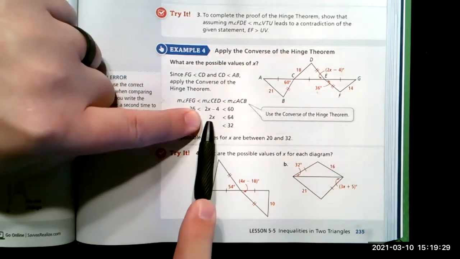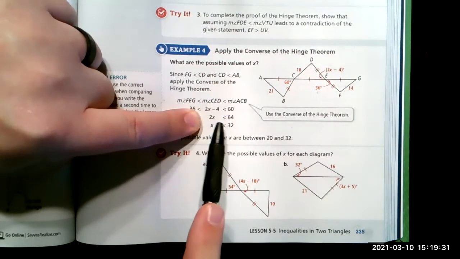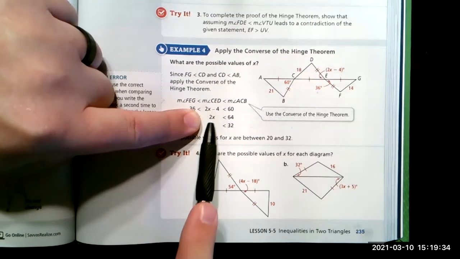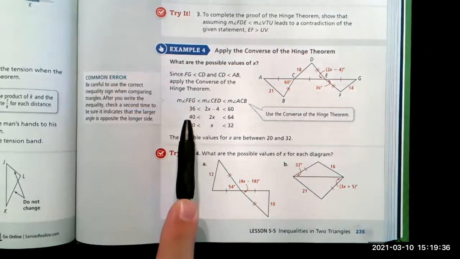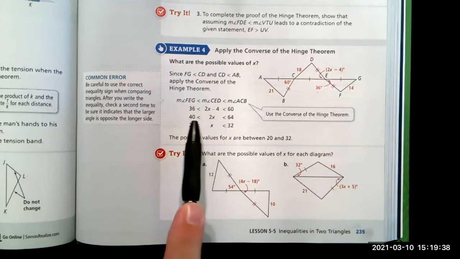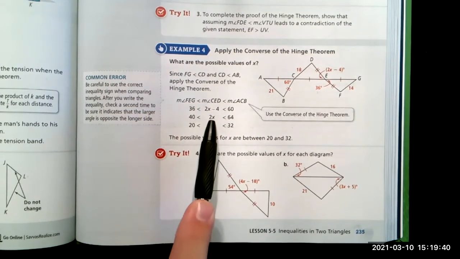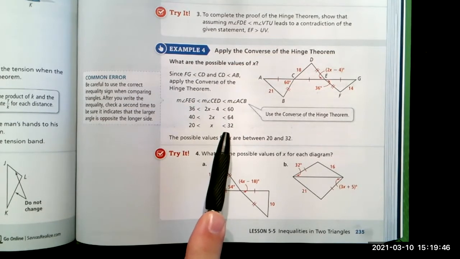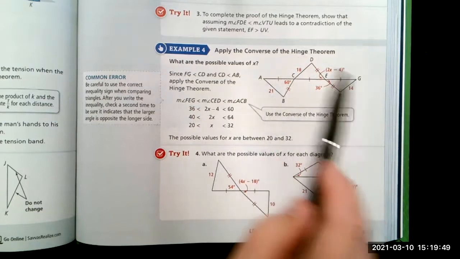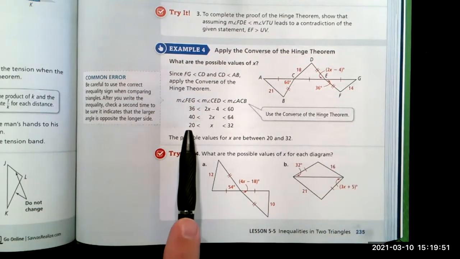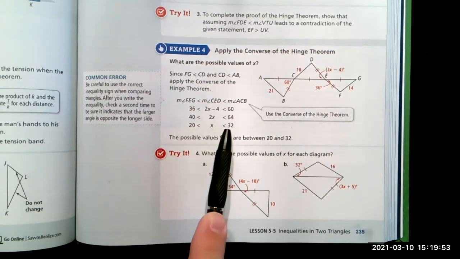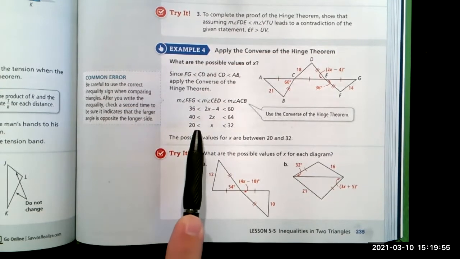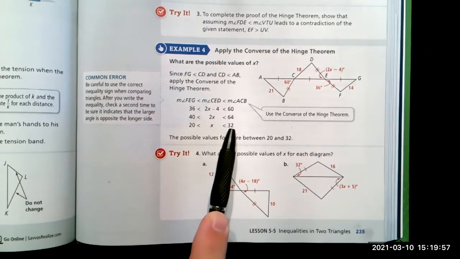Again, if I was given 2x is less than 64, I would just divide both sides by 2 to solve for x. So I have to divide all 3 parts by 2. 40 divided by 2 is 20. 2x divided by 2 is x. 64 divided by 2 is 32. So what that states is the possible values of x for this given problem have to be somewhere between 20 and 32. 20 has to be less than x, which has to be less than 32.